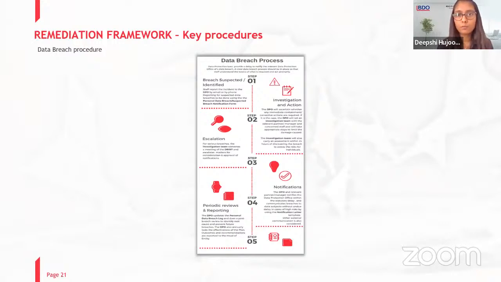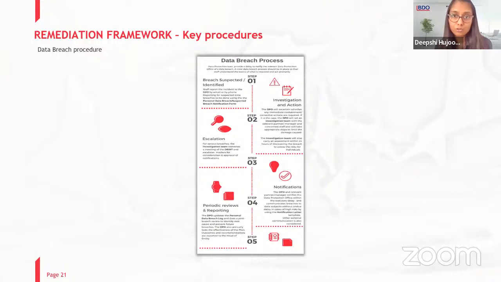So when you get a data breach, what should you do? Firstly, you identify the breach, you have to investigate and contain the breach, you have to see whether the risk level is high or it's low, whether you need to escalate same to the senior management.